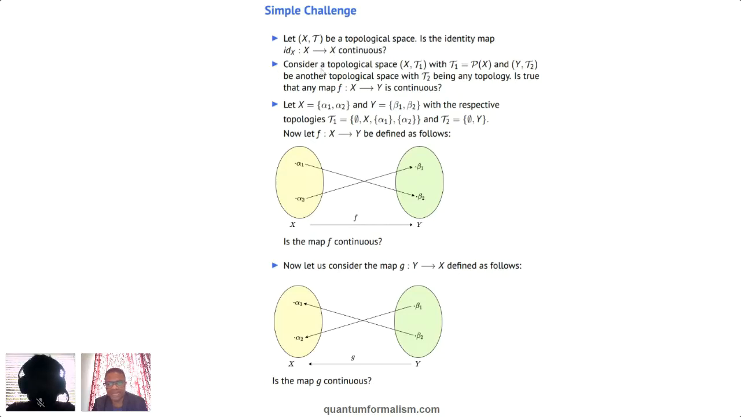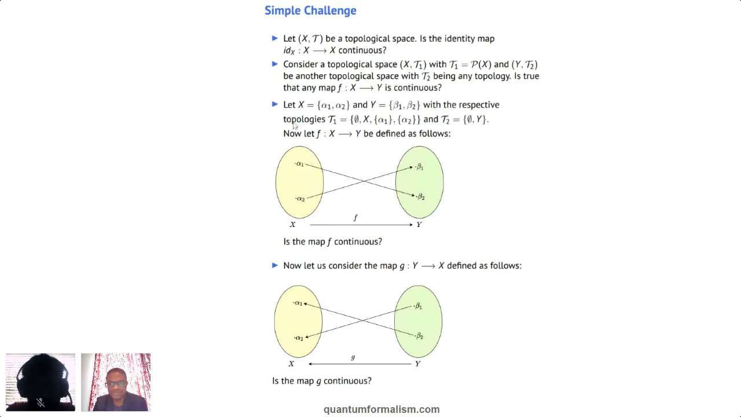Here's another challenge. Consider two topological spaces where the first topology is the discrete topology, so the power set, and the second topology can be any topology. The question is whether any map that goes from X to Y is continuous. I will not help you on this. This is a home challenge. The same with this one here, because this is very easy. I can guarantee you that at least one of them is continuous, but there's one that's not continuous. You have to find out.